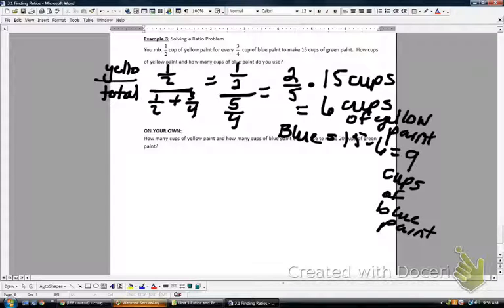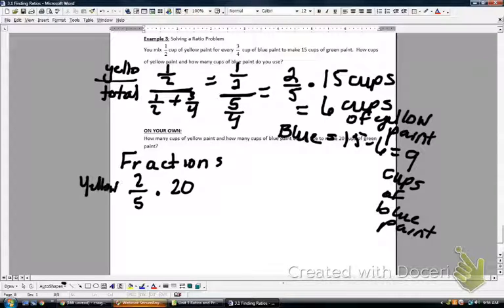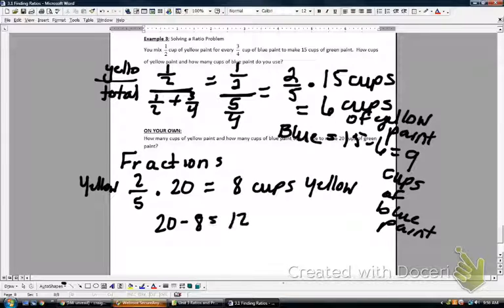Alright, then on your own, it says how many cups of yellow paint and how many cups of blue paint do you use to make 20 cups of green paint? The fractions are going to be the same, so I've already worked through that part with the yellow paint. So I'm going to take 2/5 times 20, and this is yellow, and that comes out to be 8 cups of yellow paint. And then to get the whole thing, 20 minus 8 is 12. So I would need 12 cups of blue.